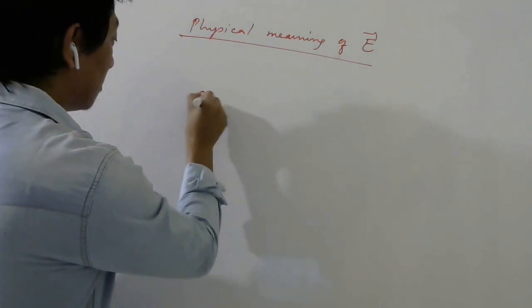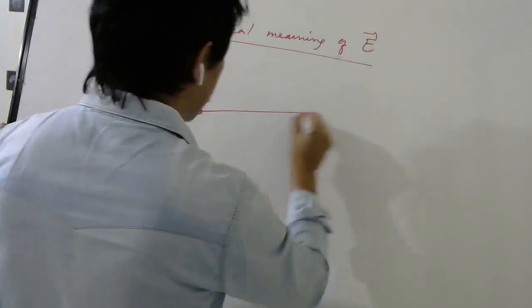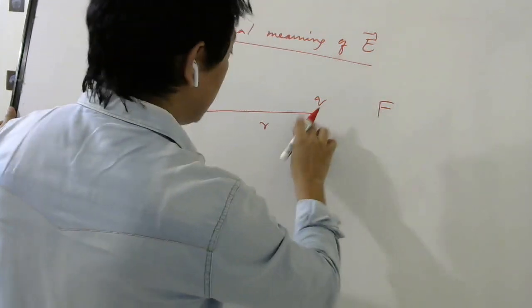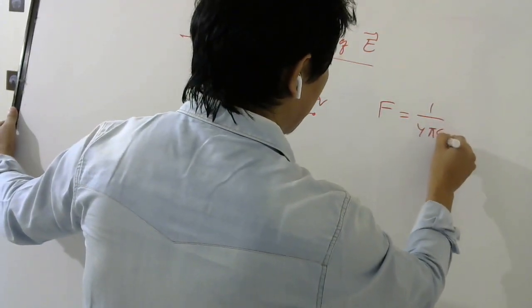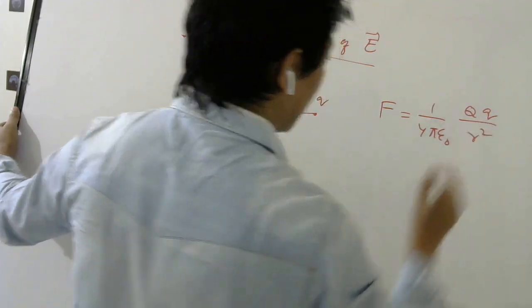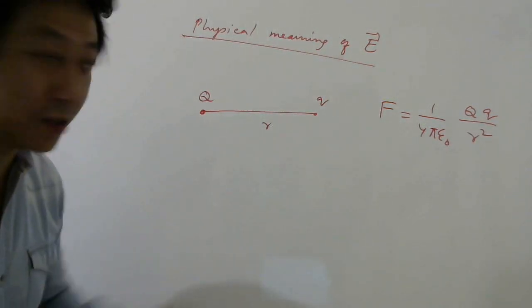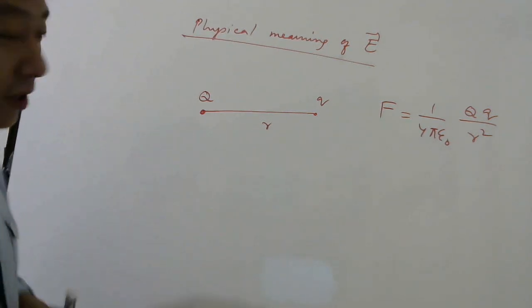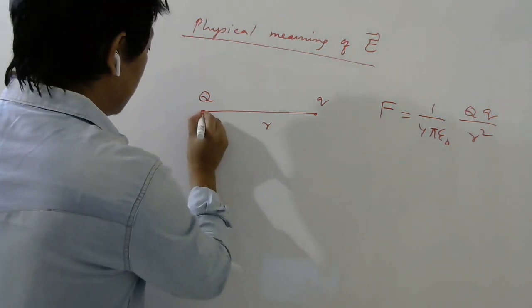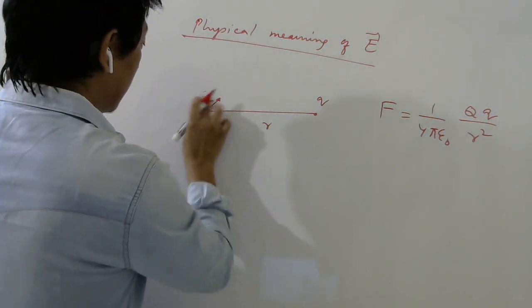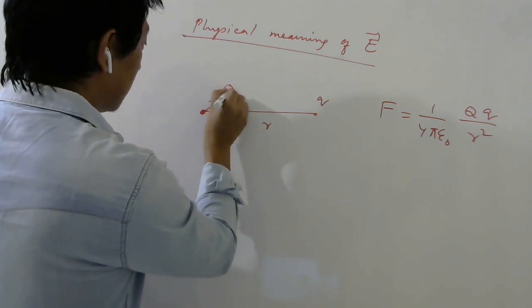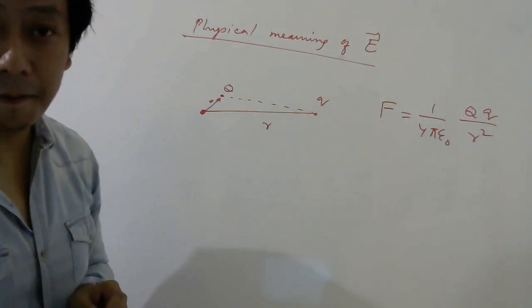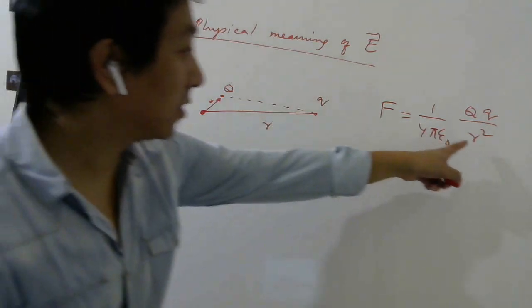Here I keep a charge plus Q. At some distance r, I keep a charge small q. What does Coulomb say? This will feel a force 1 by 4 pi epsilon naught Qq by r square. Yes or no? This is Coulomb's law because I have considered point charges. Now listen carefully. Suppose I move this charge and I keep this charge here. This distance will change, so the force will change. Yes or no? Force will change if I change the distance.